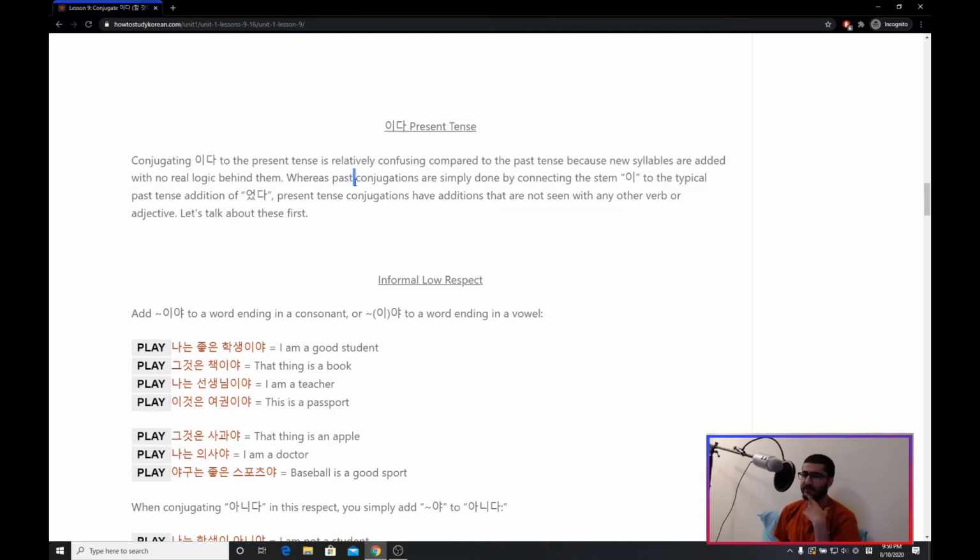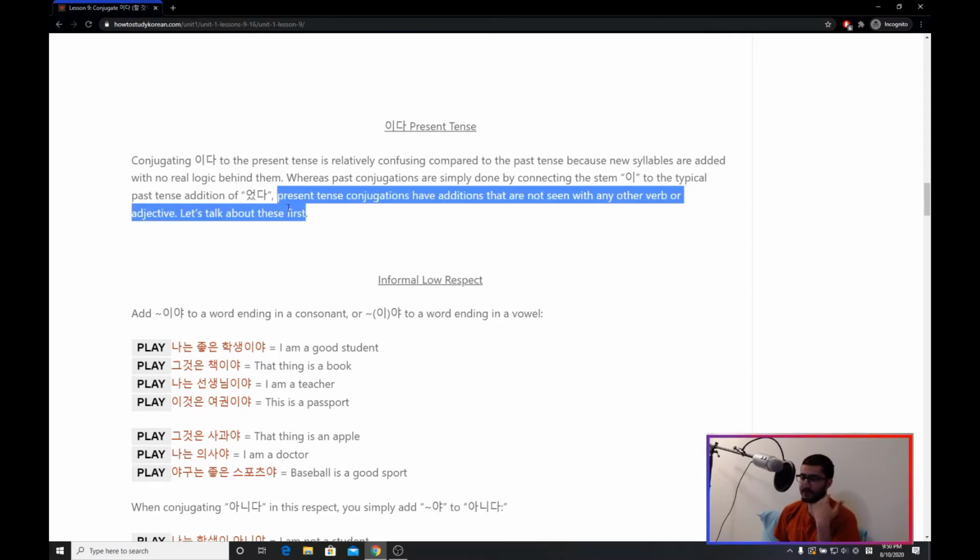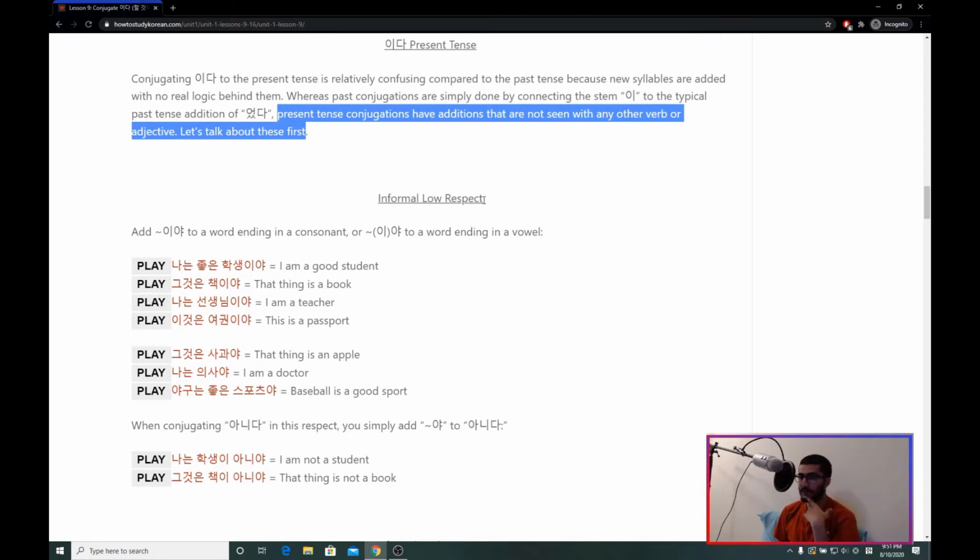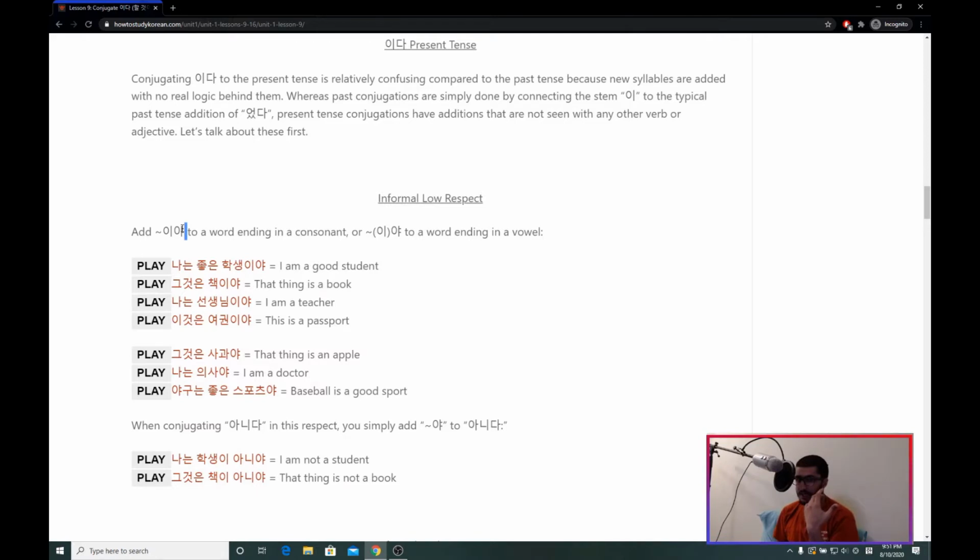I'll make up stuff, especially if they're younger, like 11 or 12, just because it's easier for them to remember. But I don't know about this one. So in the low informal, the lowest form, 이다 becomes 이야.